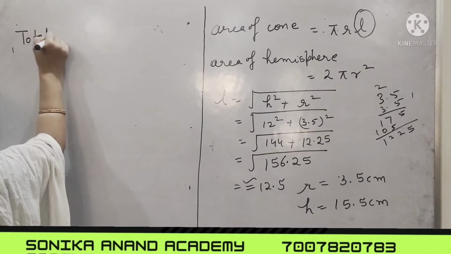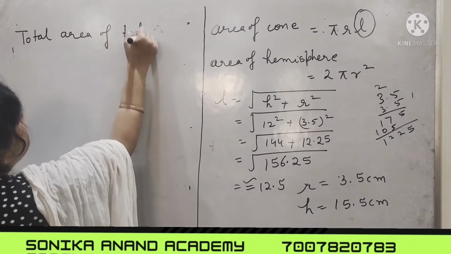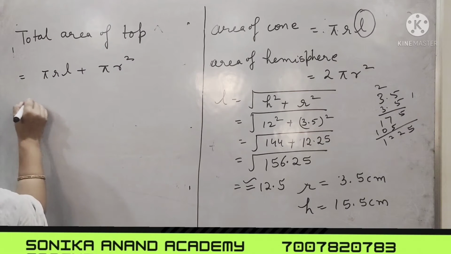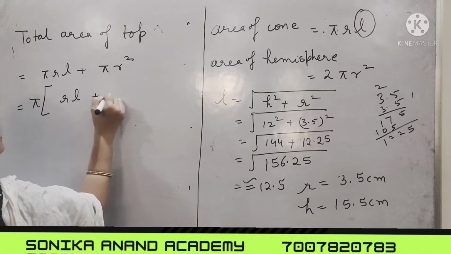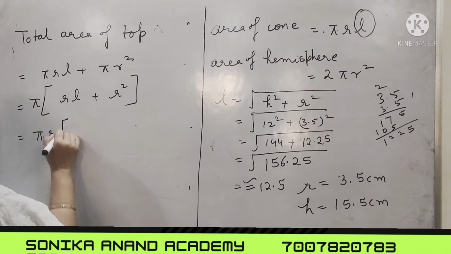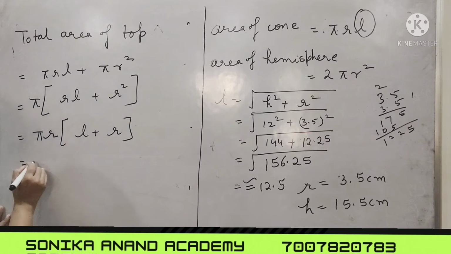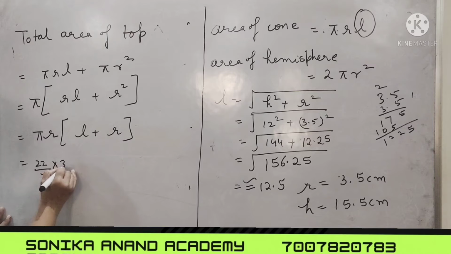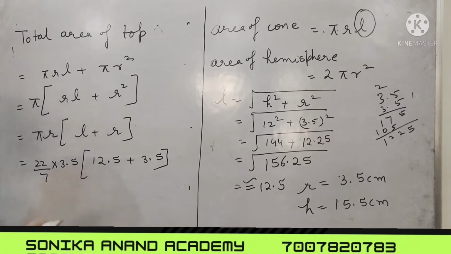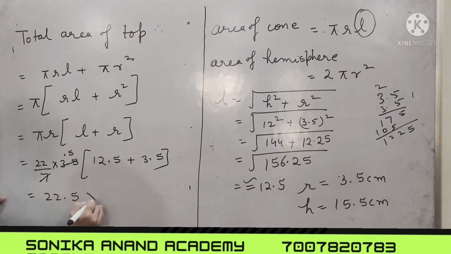Now, total area of top is equal to pi r l plus pi r square. That is, we can take pi as common, r l plus r square. Now we can also take r common, r l plus r. So pi is 22 upon 7, radius is 3.5, l is 12.5, r is 3.5. Done? So 7 5s are 35. 22 into 0.5 into 16.